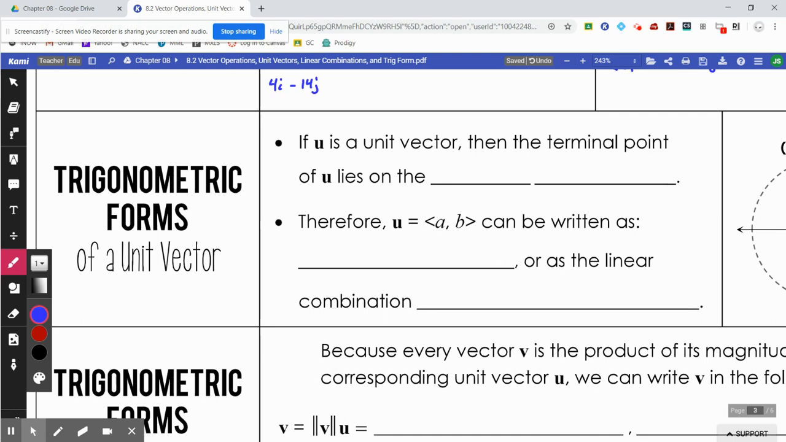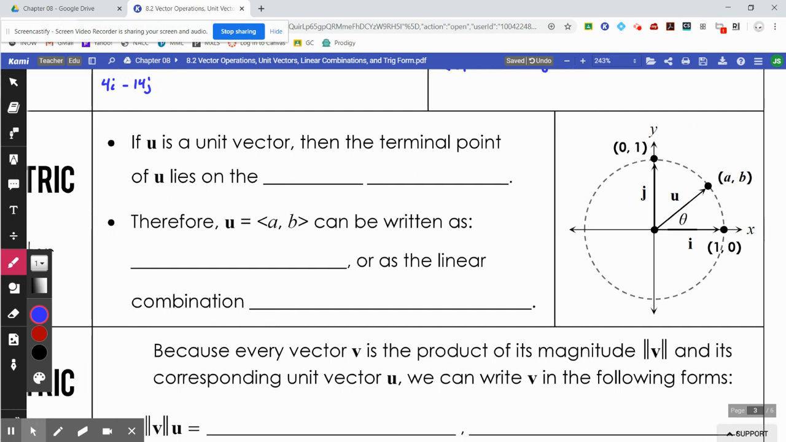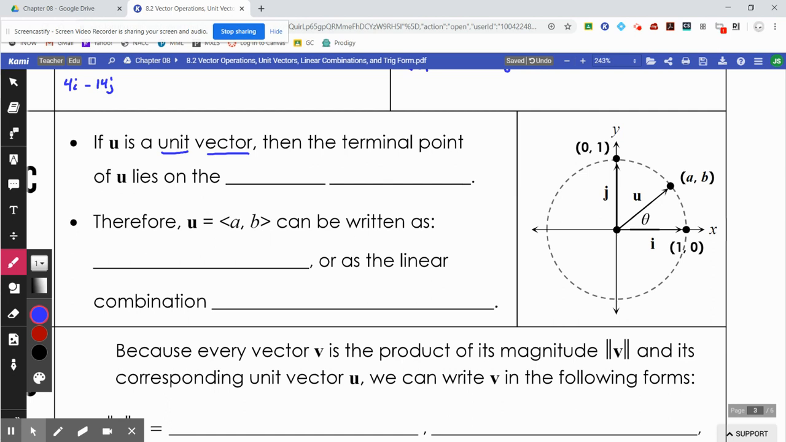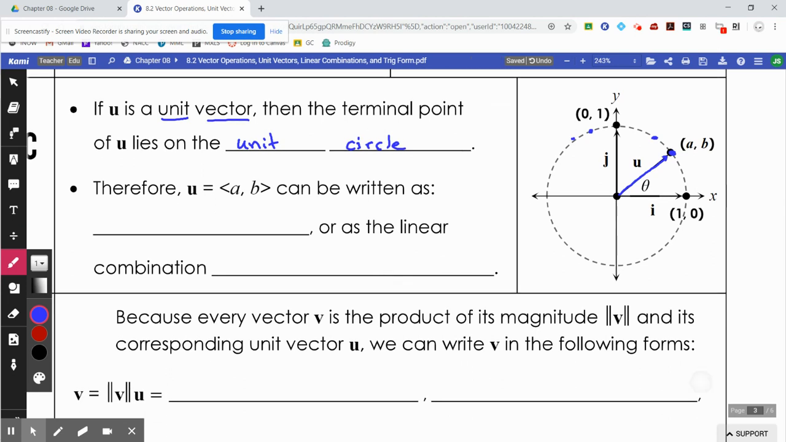Okay, now let's talk about the trig form. The same way we had trig form of complex numbers, we also have trig form of vectors. Let's start out with trig form of a unit vector. If u is a unit vector, I only talk about unit vectors right now, then the terminal point of u lies on the, well, if this is a length of 1, go back to some basic trig, this circle right here, all these vectors that have a length of 1 would lie on this circle. This circle is called the unit circle from basic trigonometry.